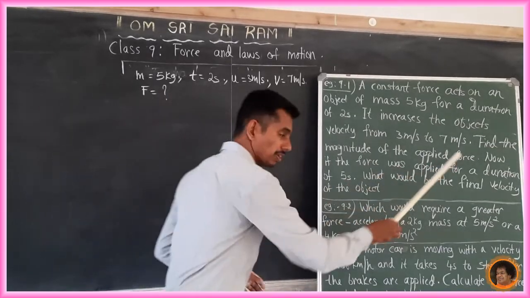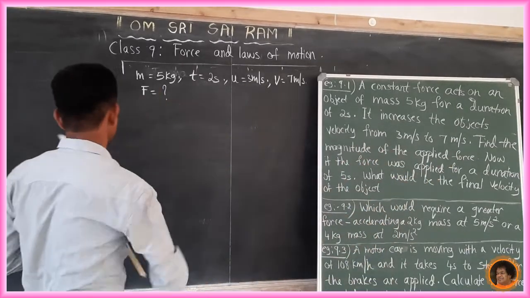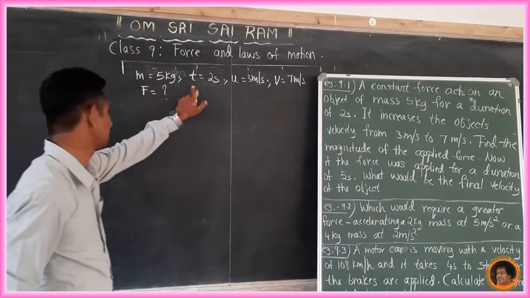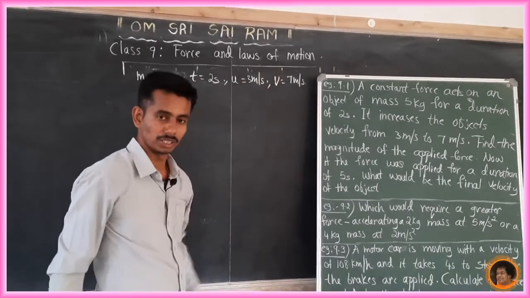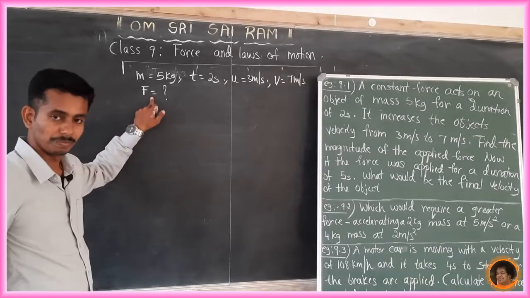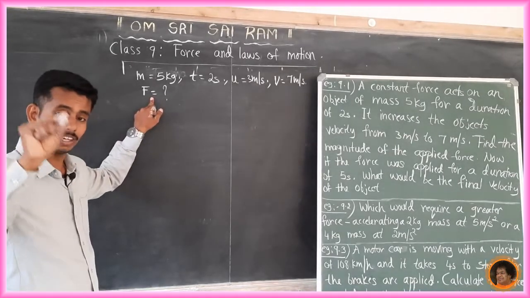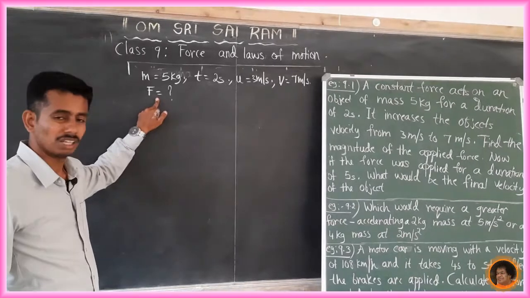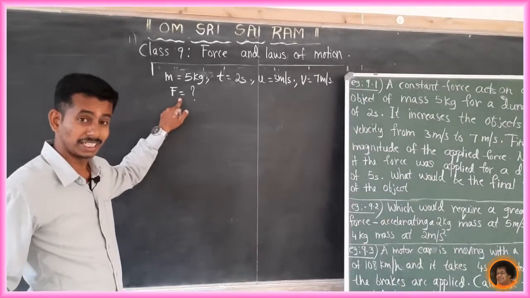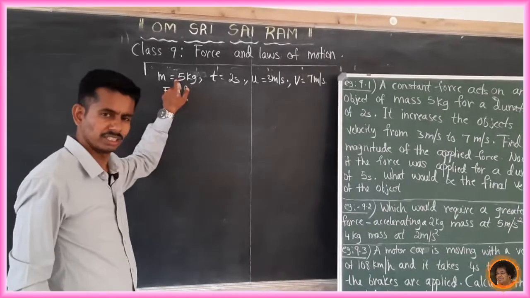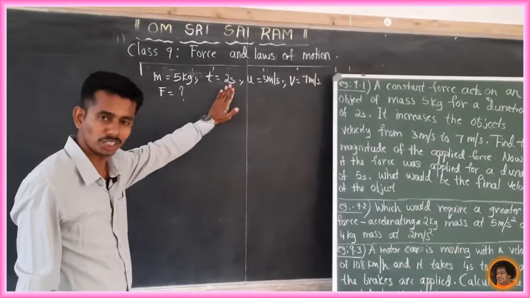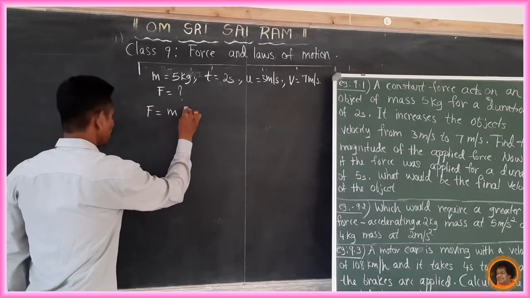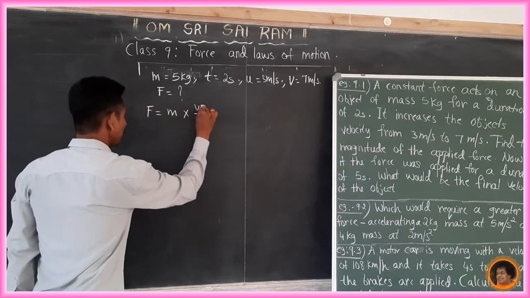After that, some question is given. You have to read after that. First, find F. Now, look at this. m is given, t is given, u is given, v is given. You have to find F. If I use the formula F equal to ma, can I find the value of F easily? It requires m. Yes, m is given. Is a given? No, a is not given. So, you have to use the formula F equal to m into (v minus u) by t.